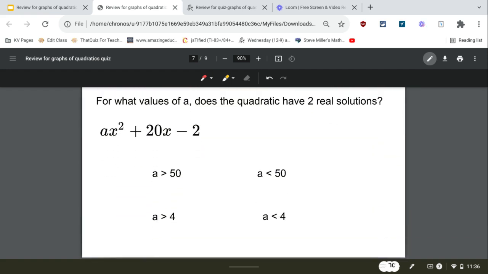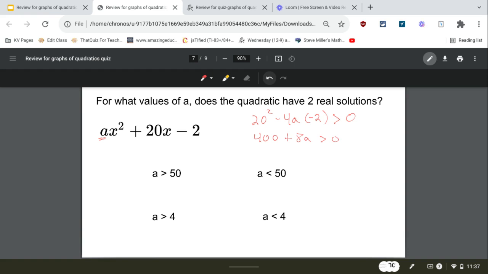All right, for what values of a does the quadratic have 2 real solutions? I'm going to do the discriminant, b squared minus 4 times a times c. I'm just leaving a here as it is because that's what I'm solving for. Since I want it to have 2 real solutions, this thing has to be positive. It's got to be greater than 0. If this is positive, then it's going to have 2 real solutions. 20 squared is 400. This will be plus 8a.